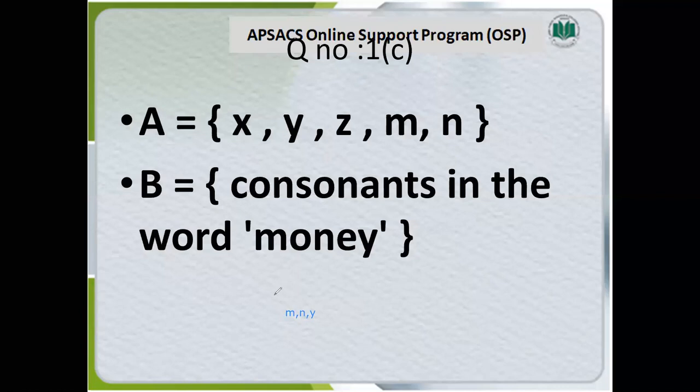Getting my point? So in set B, we have M and Y, and in set A, these. Which one is common? M and Y. In other words, this set B is a proper subset. Is it a proper subset? Yes, ma'am. Why is B a proper subset of A? Ma'am, it is because all the elements of B are present in A, but A is not equal to B.